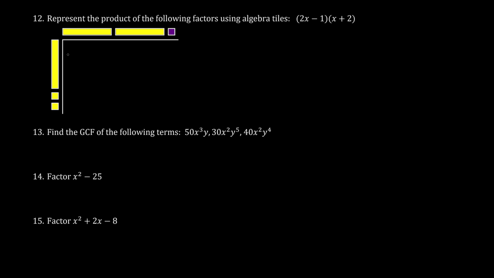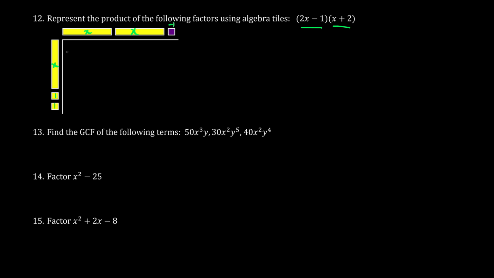Question number 12. Represent the product of the following factors using algebra tiles. So we have the factor 2x minus 1 here. This is x, and this is x, and this here is your minus 1 tile. It's a bit darker. And we have x plus 2. This is x, and this is plus 1, and this is plus 1. It's a bit lighter.